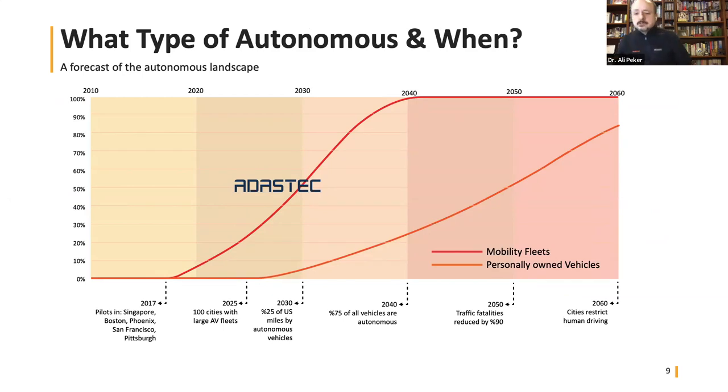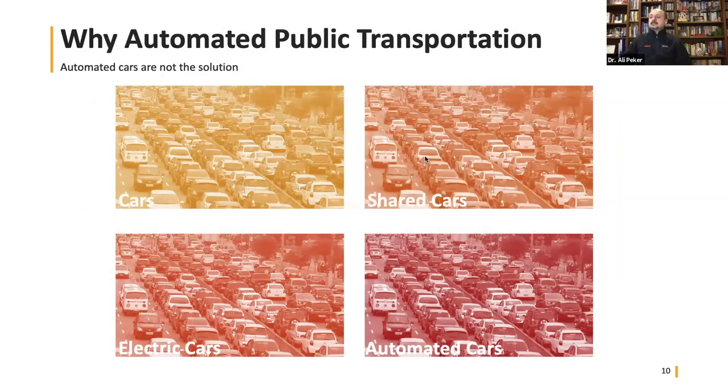So this concludes the first part, I think. And with this slide, one of the things we are focusing on in public transportation is that, normally, with personally owned cars, as far as I know, in the United States there are 1.1 or 1.2 people per car. So automating them, converting them to shared cars or electric cars will not make it easier for the traffic jams. It won't decrease the traffic jams.